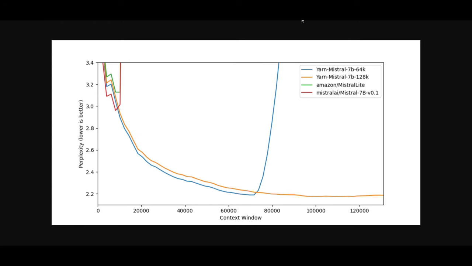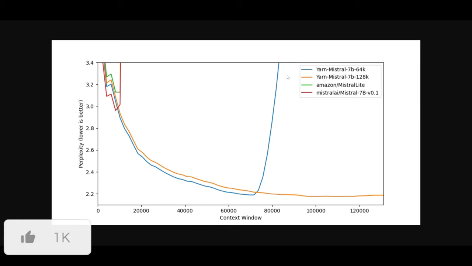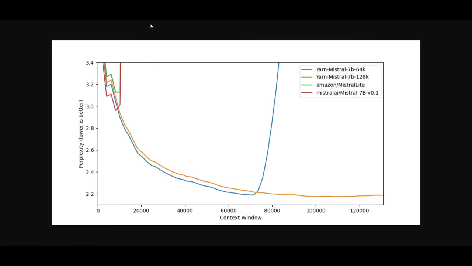Now, if we go on to the chart, which focuses on the Mistral model, it's able to increase the context length to over 120K, which is absolutely amazing. There was also a 64K model, which is the blue line, that was able to increase the context window, but we can see that the perplexity also goes up as the context window is further extended. And this is something that we'll take a look at later on in the video.